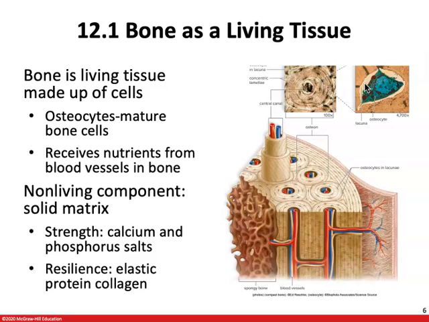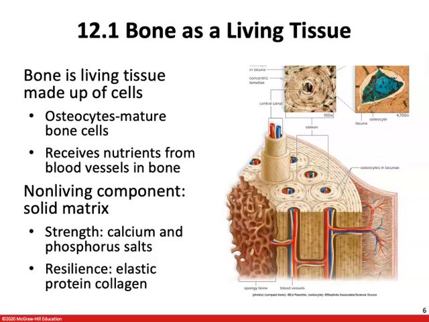So even though bone is considered living tissue, the bulk of it is going to be made up of non-living matrix. The matrix is hard due to the presence of minerals like calcium and phosphorus salts, but it also has resilience due to the presence of collagen. So it's got sort of a hard but also somewhat resilient, flexible structure.